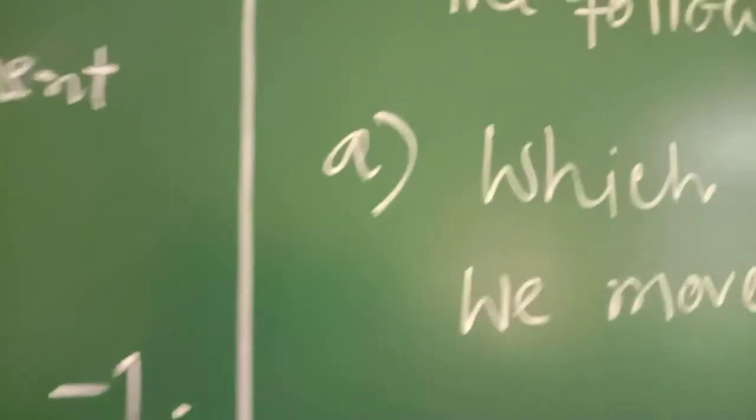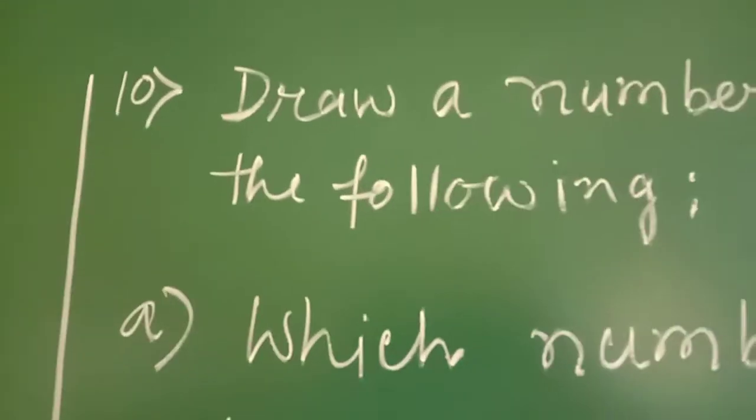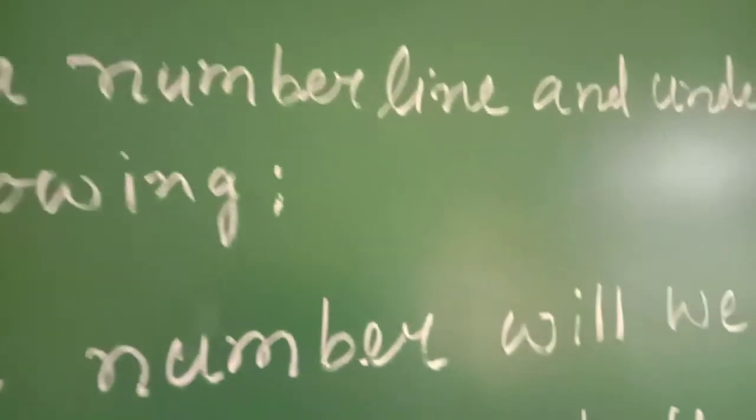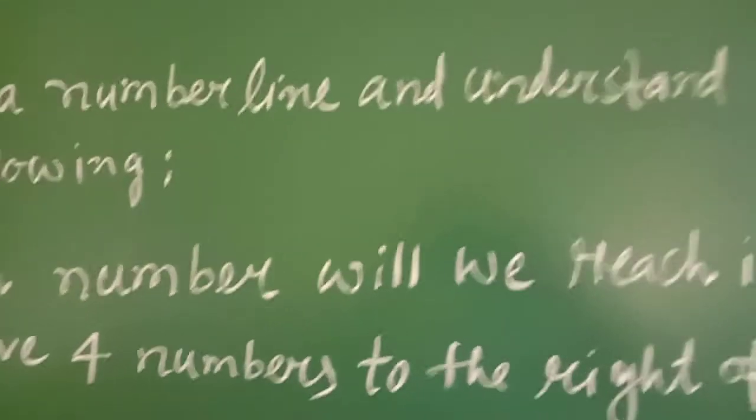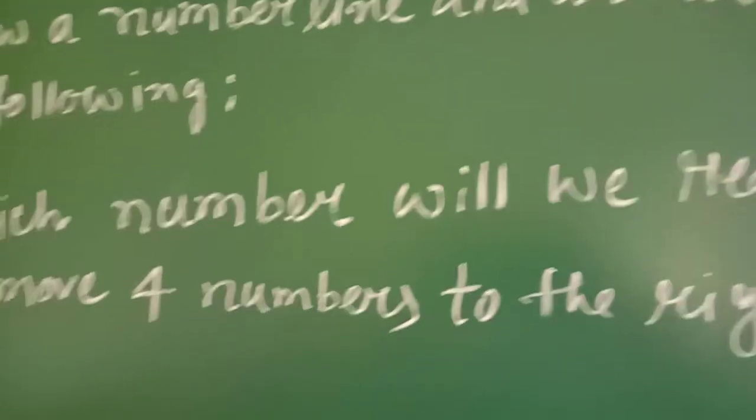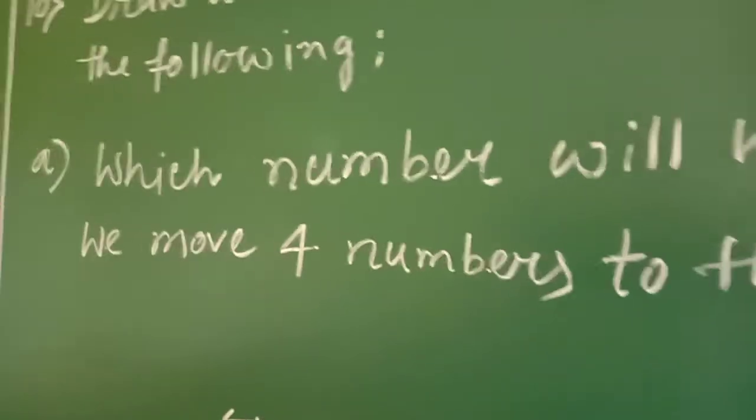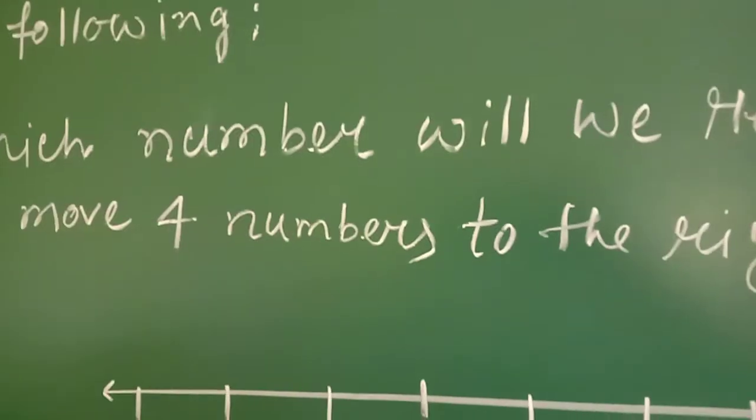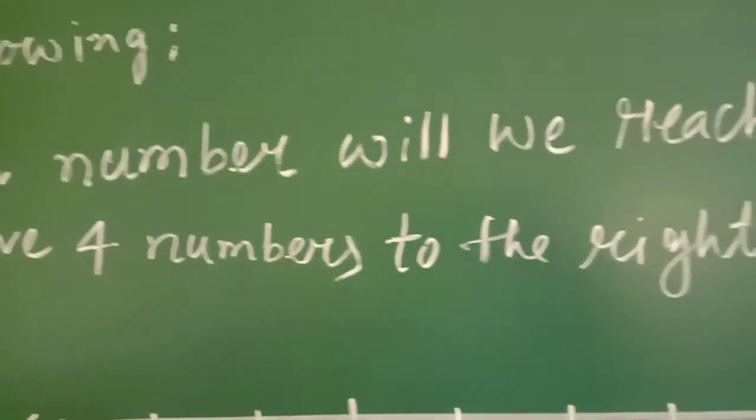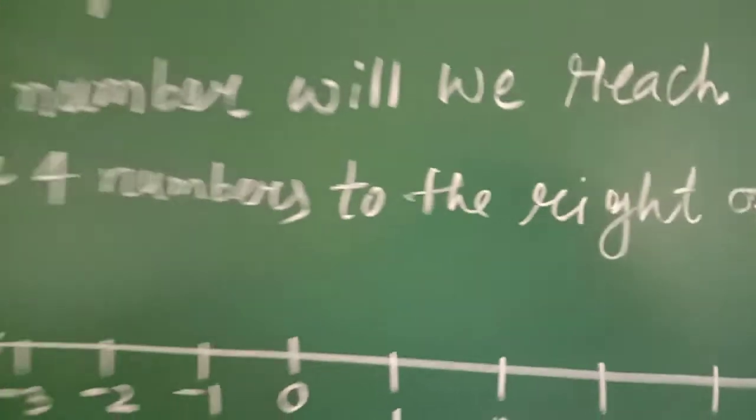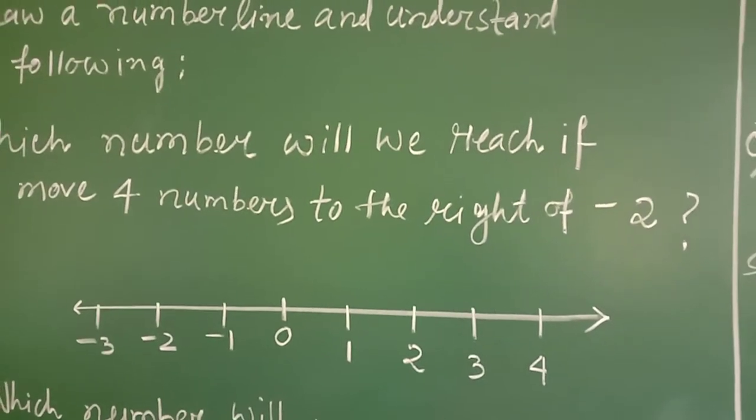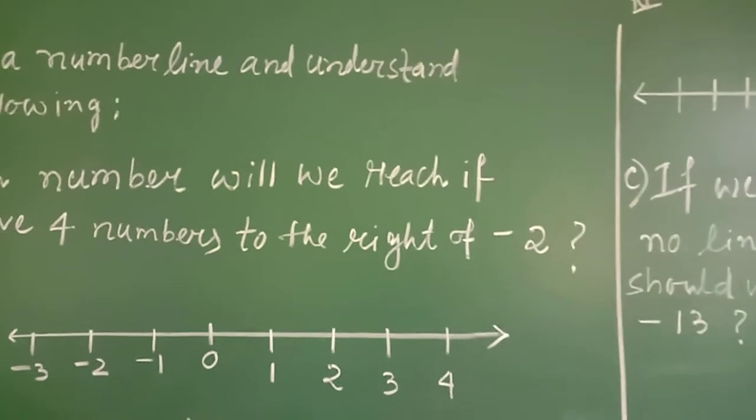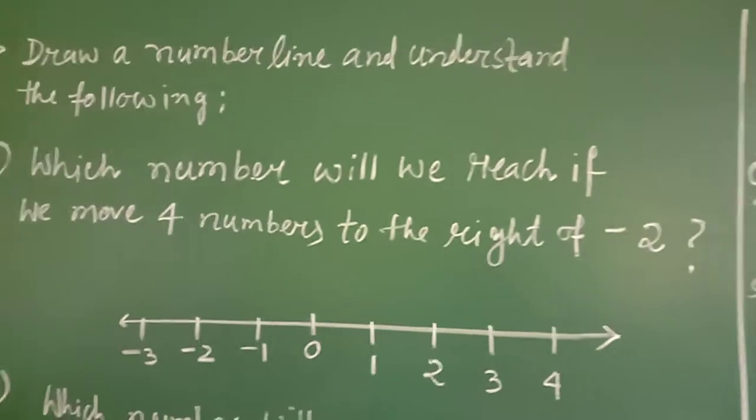Next question. Question number 10. Draw a number line and understand the following. You will see the question afterwards. I will give you the PDF also. And the questions are in your NCERT book. Which number will we reach if we move 4 numbers to the right of minus 2? Four numbers right of minus 2. Which number will we reach?